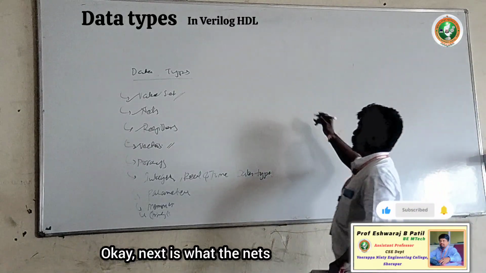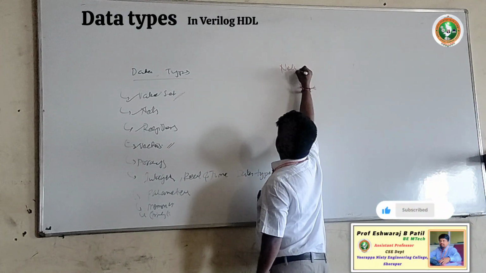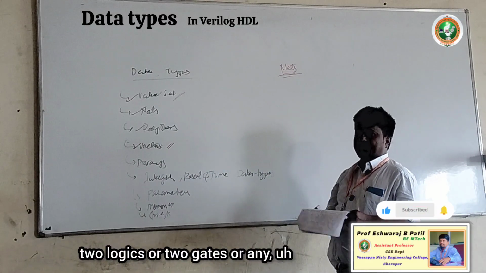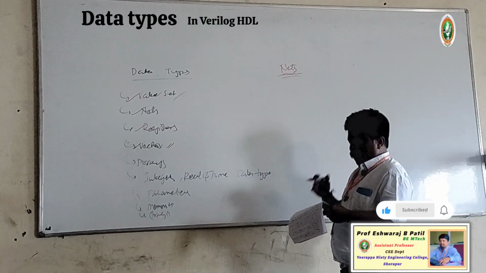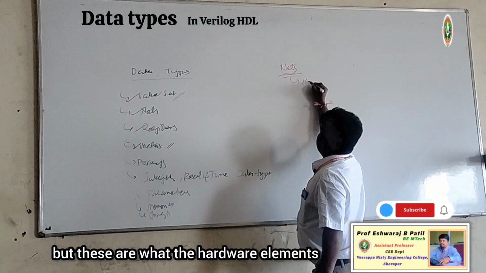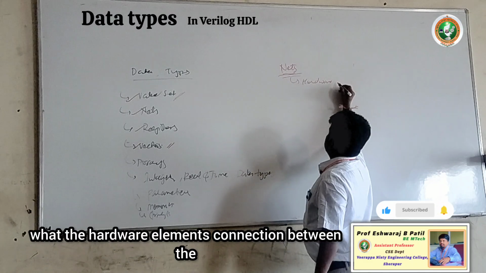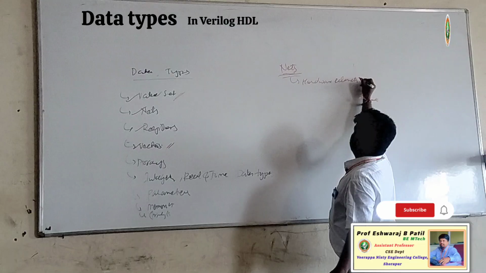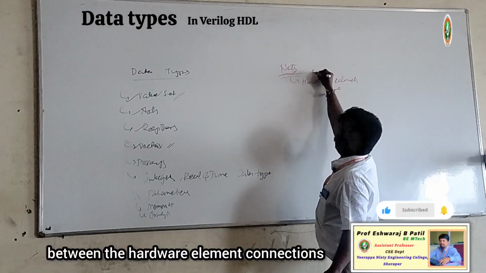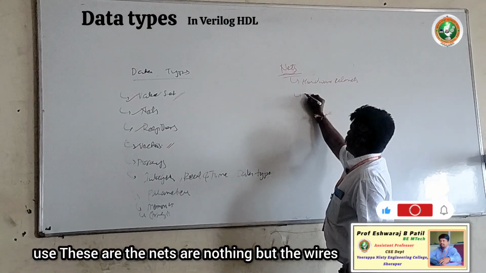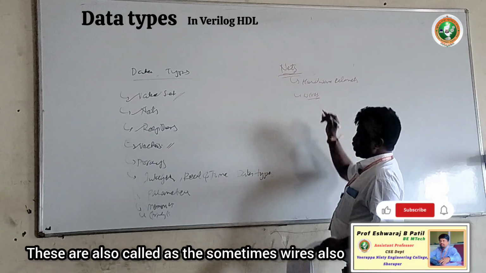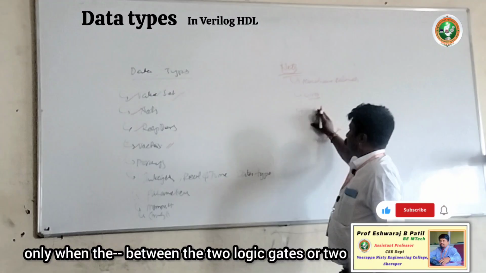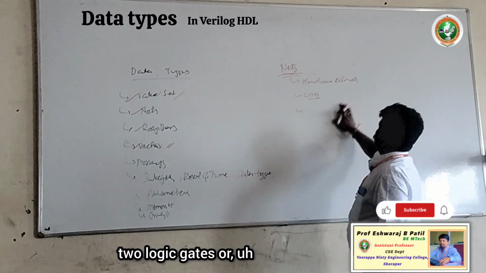Okay, next is nets. Nets are nothing but the interconnection between two logic gates or any digital design system. Nets are the hardware elements, the connections between hardware elements. They are also called wires, and they are used only between two logic gates or two digital design systems.